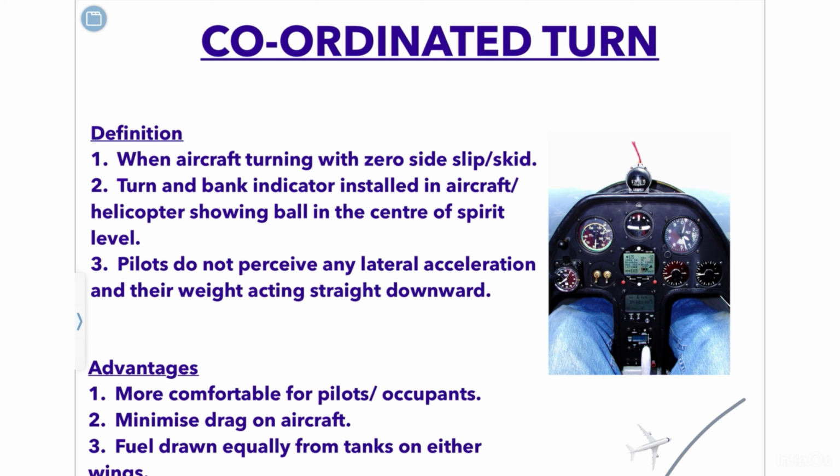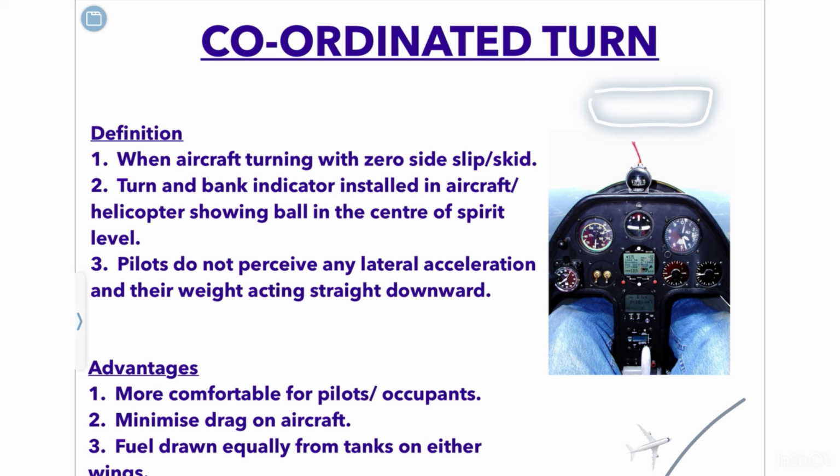A coordinated turn is when the aircraft is turning with zero side slip and zero skid. That means the aircraft is in a coordinated turn. How does the pilot get to know? There is a turn and bank indicator installed on the aircraft or helicopter, and if the ball is in the center of the spirit level, that means the aircraft is in a coordinated turn. As you can see in the figure, this is the turn and bank indicator, and this is the ball. As I put the dot, that is the ball.